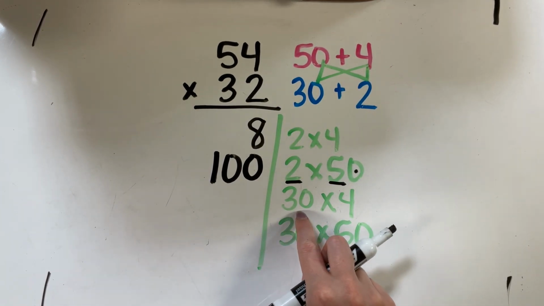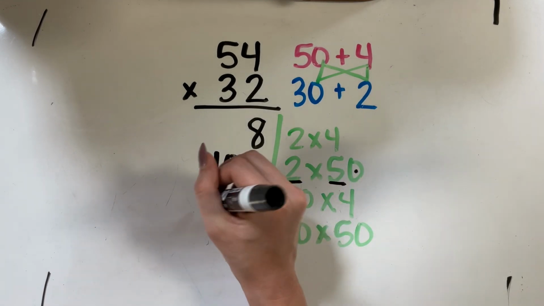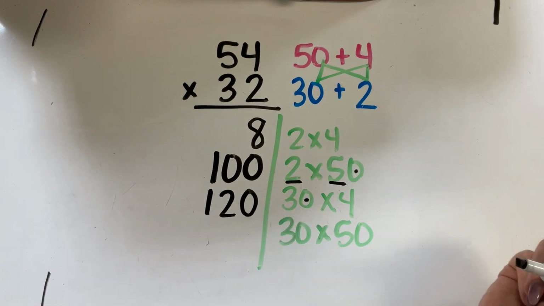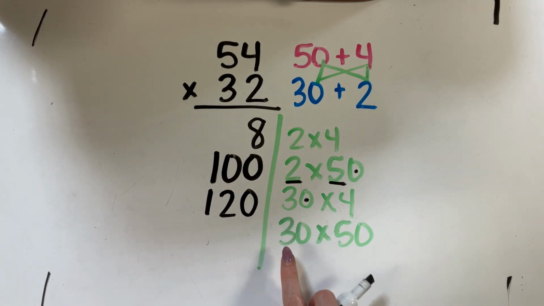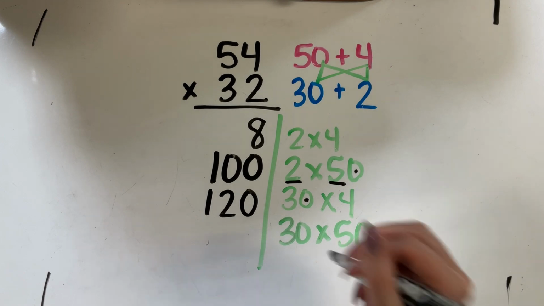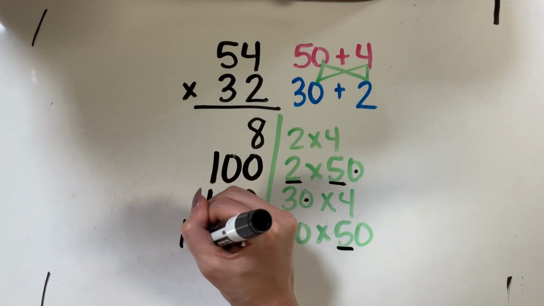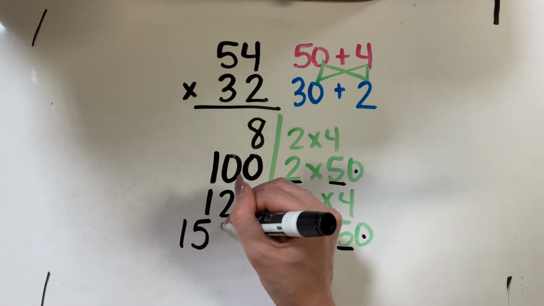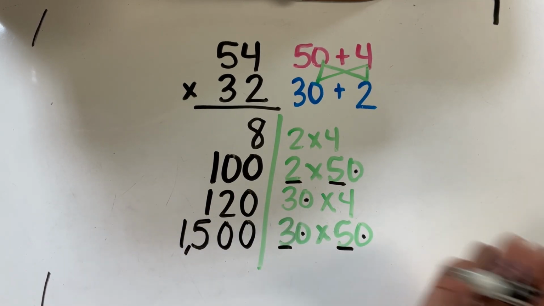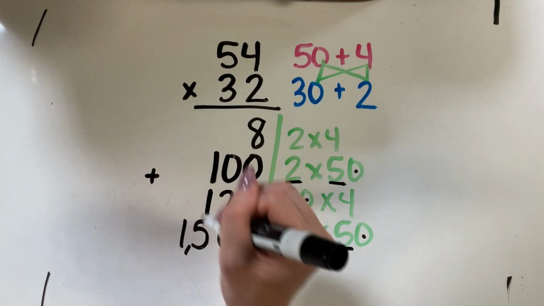Then we've got 30 times 4. We're going to use our powers of 10 again. 3 times 4 is 12, and there's one more 0 to tack on. That gives us 120. And finally, I've got 30 times 50. We're going to use powers of 10. 3 times 5 is 15. I've got 2 zeros to tack on. Gives me 1,500.